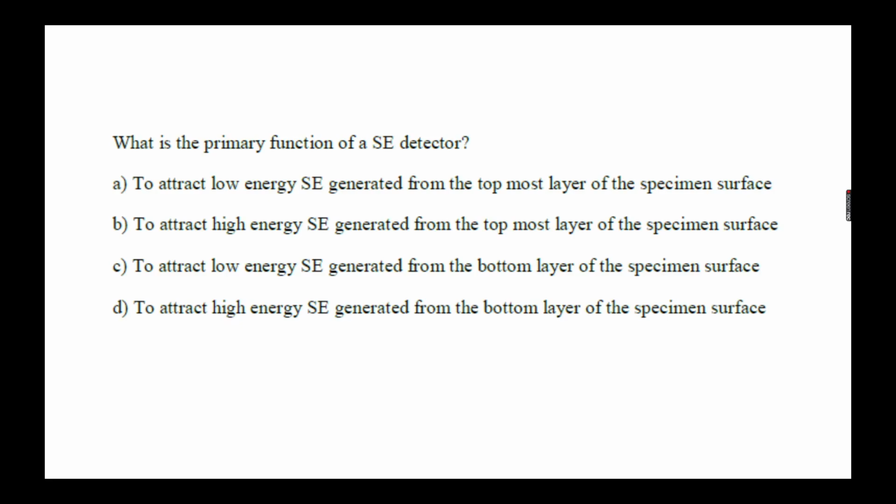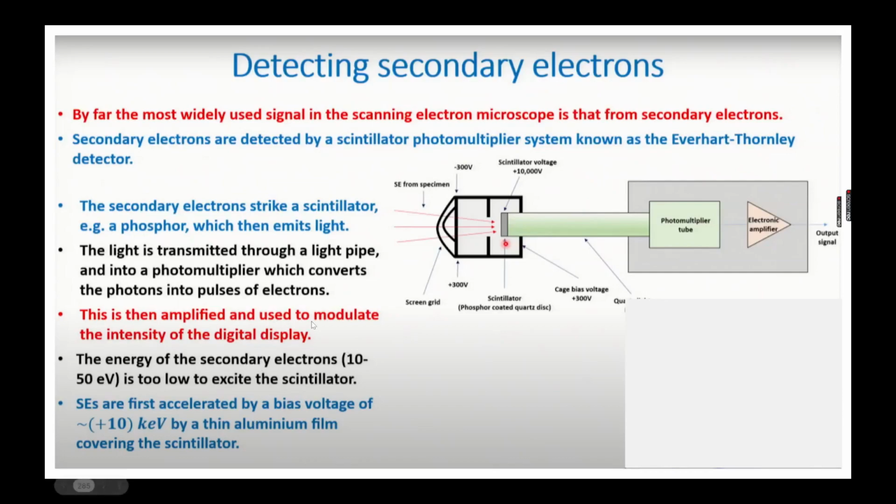So what it is saying is, to attract the low energy secondary electron generated. Since secondary electron, from the name itself, it is clear that it has a low energy, okay, because it is coming in the definition of the secondary electron. In the last lecture also I have explained that it should have the energy less than 50 electron volt, okay. So here it is also mentioning the energy of the secondary electron is 10 to 50 electron volt, is too low to excite the scintillator.